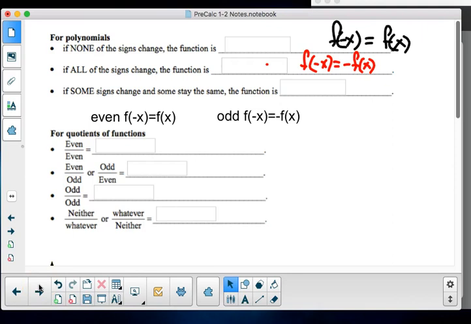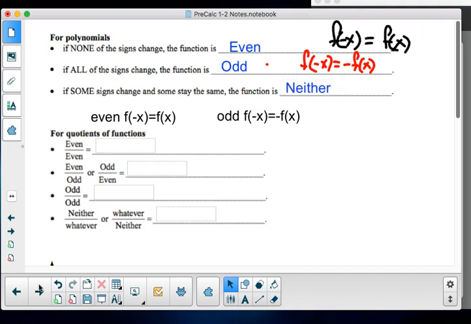If none of the signs change, the function's even. Okay? And I got the definition up there. If all the signs change, the function's odd. If some signs change and some stay the same, you know, I like to collect them, they're fun, it's neither. Are you okay with those 3?